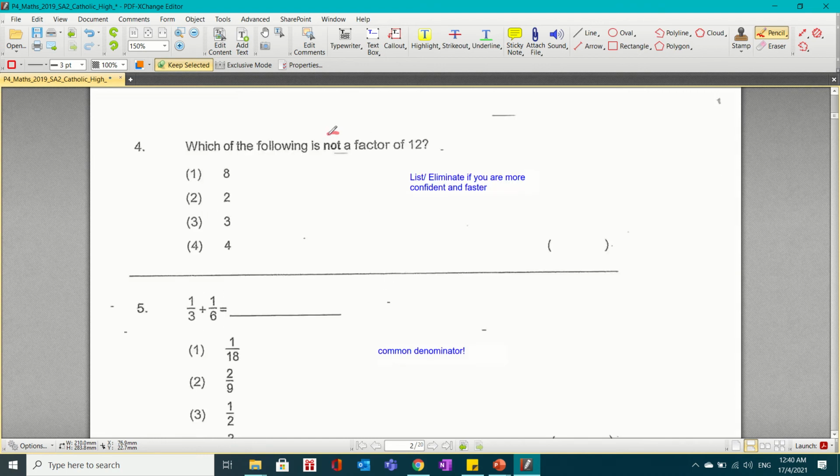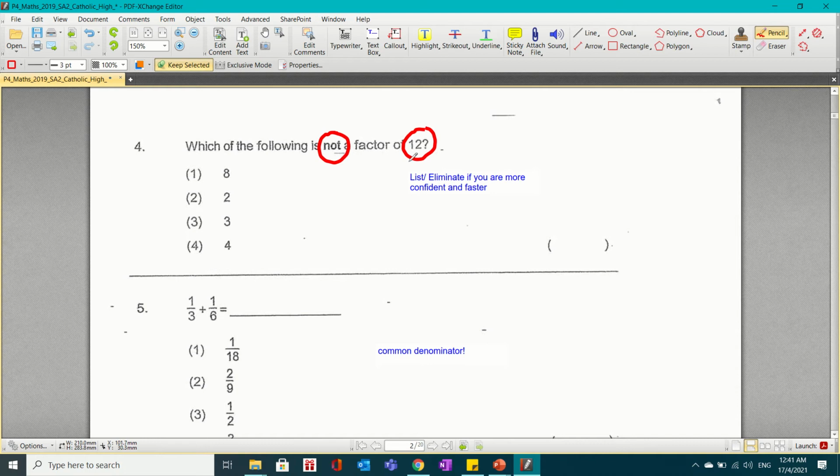Not a factor. This is one of the examples that I gave within the tips and advice. So not a factor of 12 should mean that you are looking for an answer that is not a factor of 12. So ideally this is elimination, because you are finding for something that is not an answer. So you can either choose to list out all the different factors of 12 and see which of these do not lie in it, or you can choose to simply eliminate.